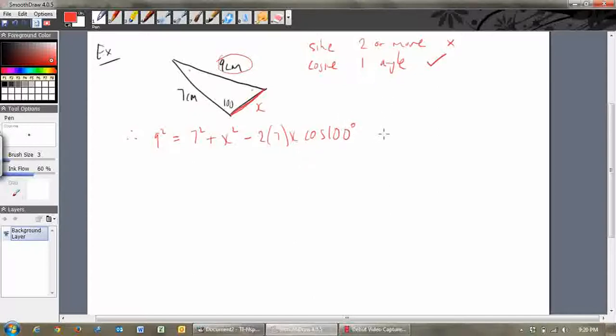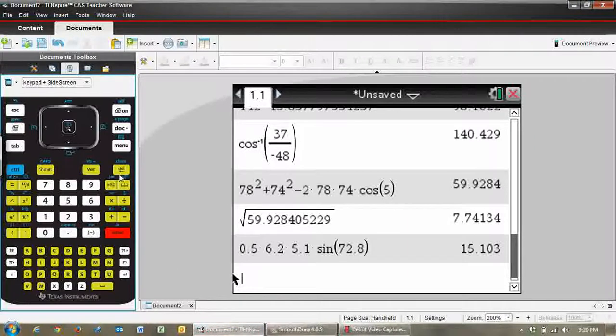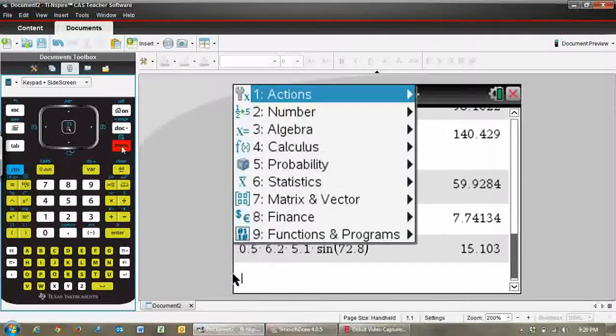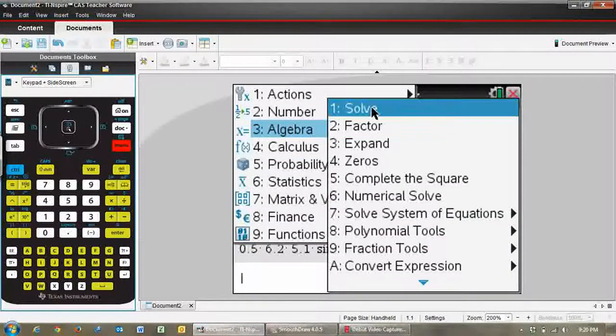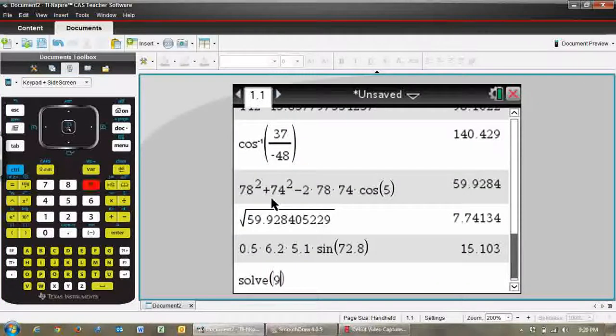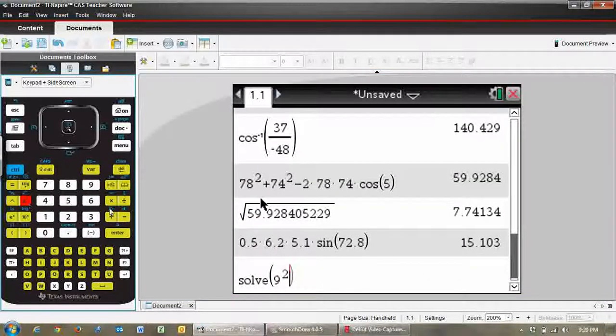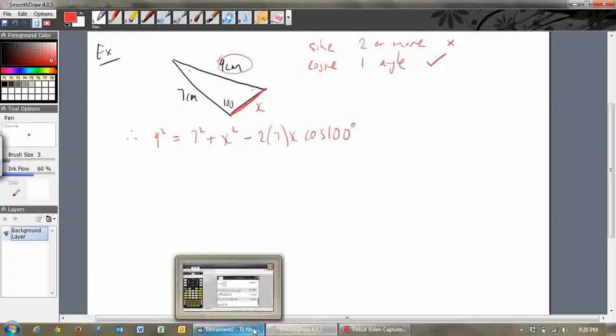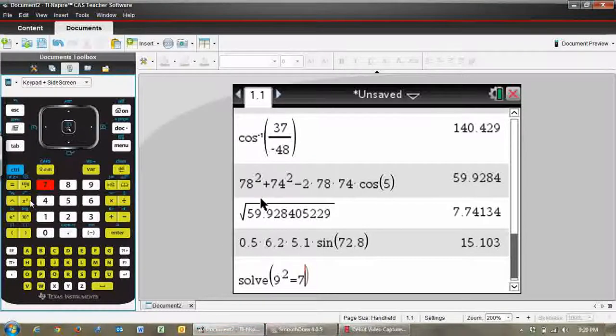So I wouldn't even try and do anything else on this except just type into your calculator, solve into your calculator. So let's go and do that now. 9 squared equals 7 squared plus x squared. So let's go menu, algebra, solve. Solve 9 squared equals 7 squared plus x squared.